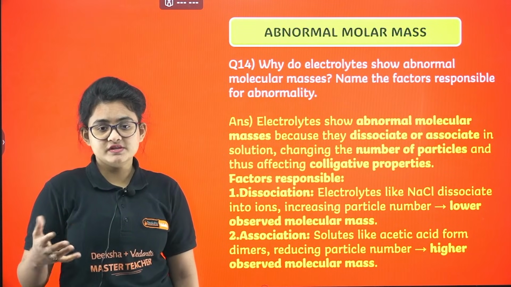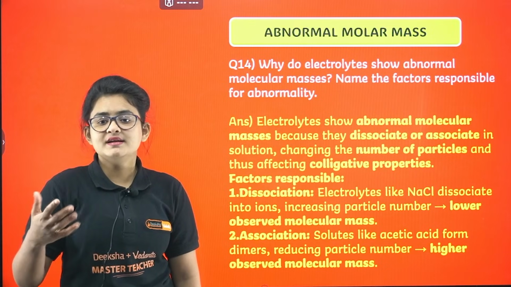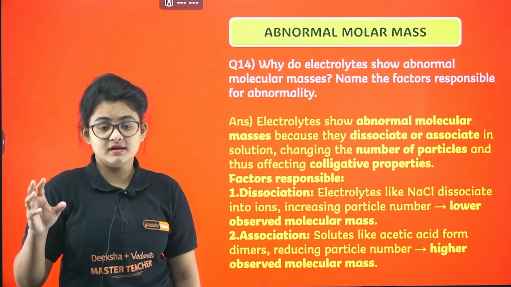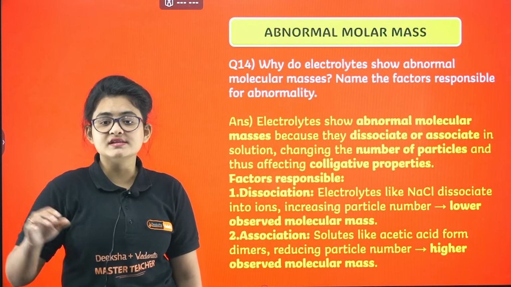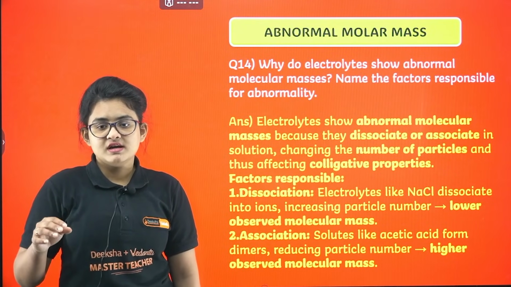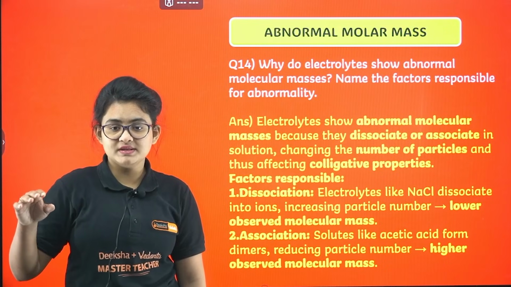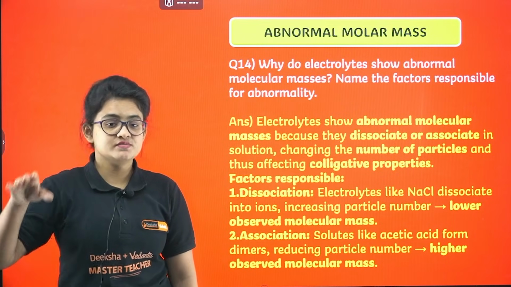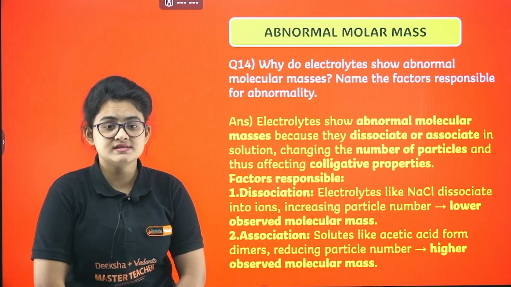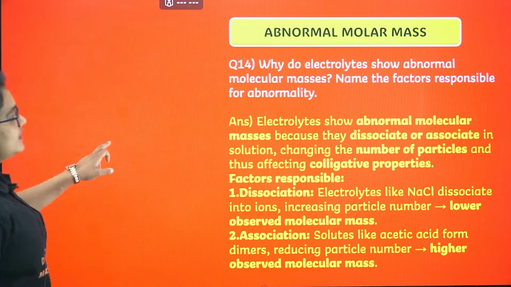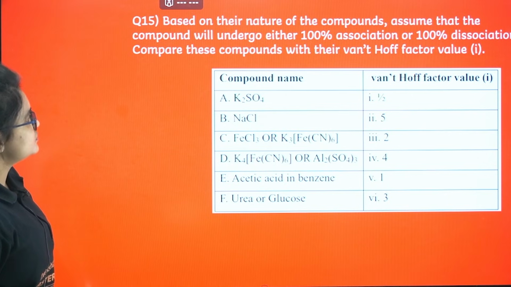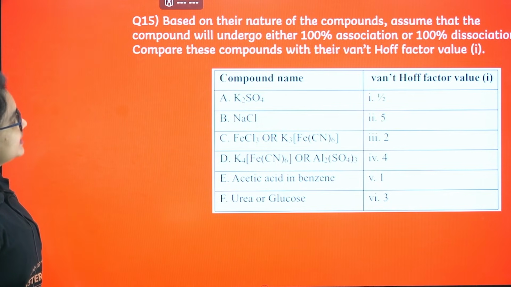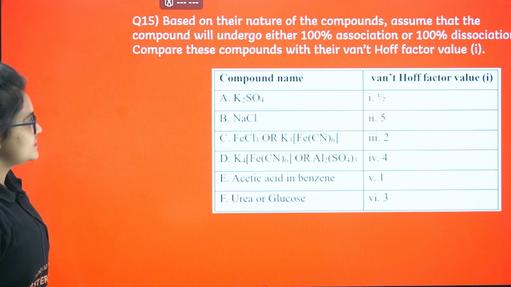As a result, the colligative properties will be affected. Then dissociation. Let's say I am taking a salt that will be dissociated, like aluminium sulfate or KCl; they will dissociate into ions, right? So as a result you can see more particles will be there, and the molecular mass will be lower because they are dissociating into ions. I guess it's clear to you. Let's proceed. Based on the nature of the compounds, assume that the compound will undergo either 100% association or 100% dissociation. Compare these compounds with your Van 't Hoff factor value.